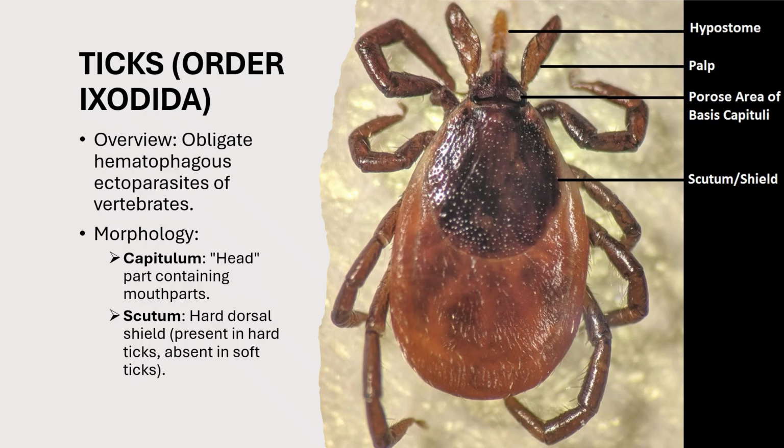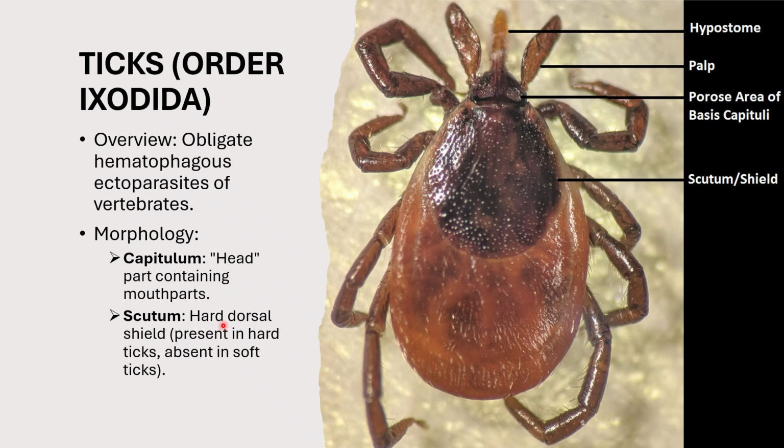The ticks are obligate hematophagous ectoparasites of vertebrates. For the key morphological features, we are going to start with the capitulum. The capitulum is the head part containing the mouth parts. So the mouth parts include the chelicerae, the hypostome, and the pedipalps or the palps.